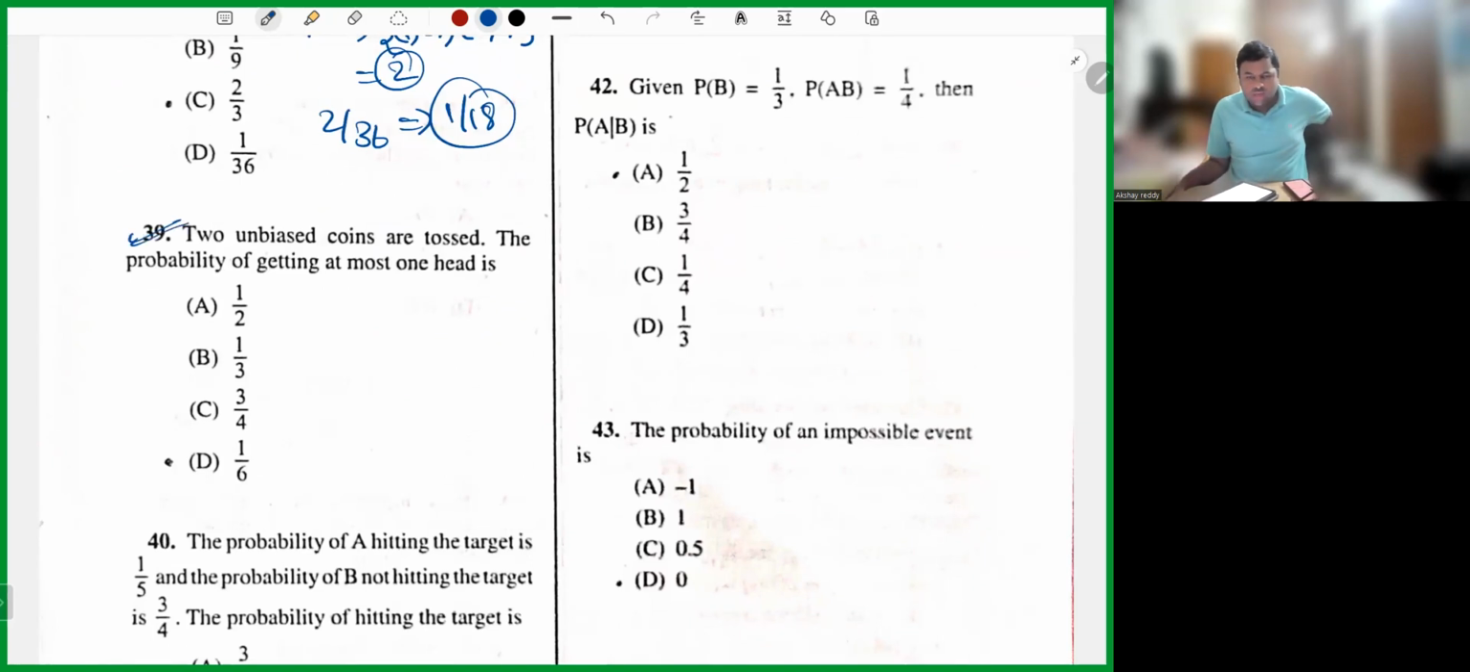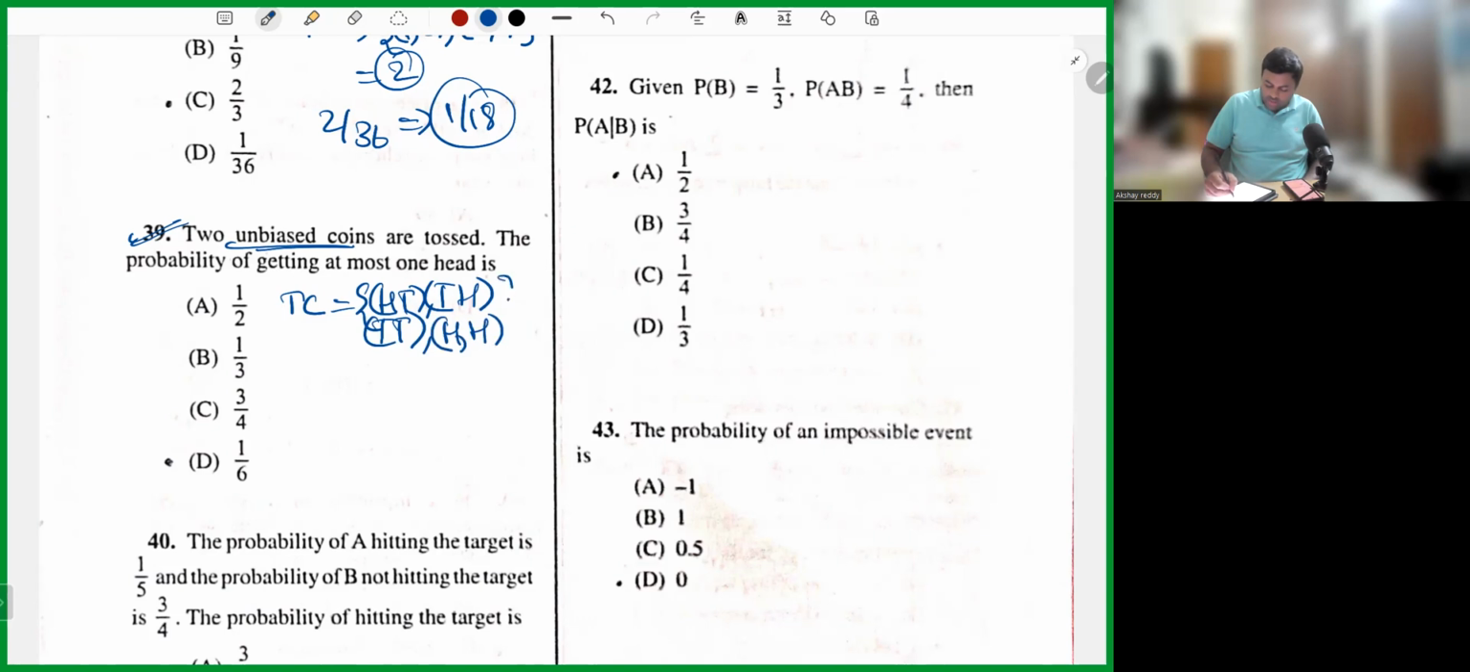2 unbiased coins are tossed. The probability of getting at most 1 head. Total cases will be head tail, tail head, tail tail, head head. So total cases are 4. At most 1 head means maximum you can get only 1 head, means you can get 0 head or 1 head.